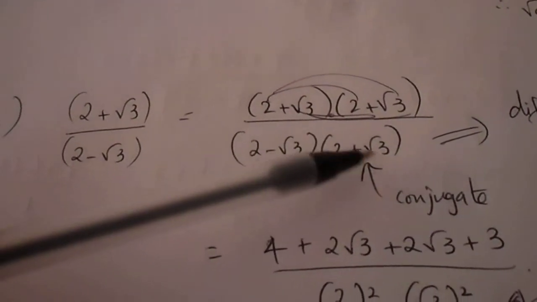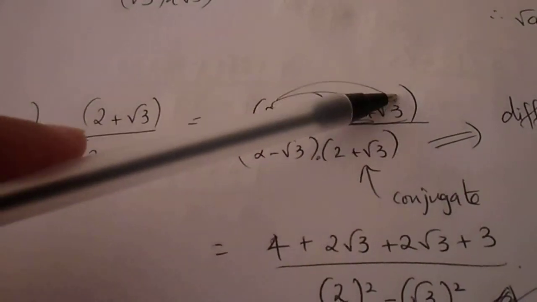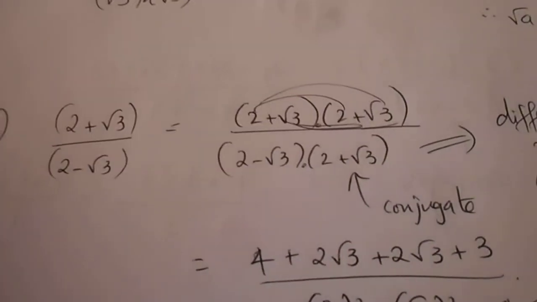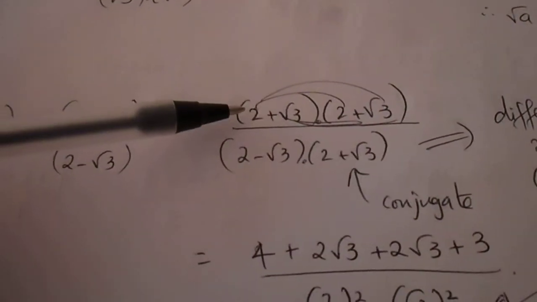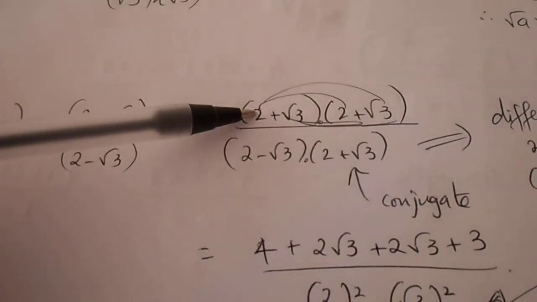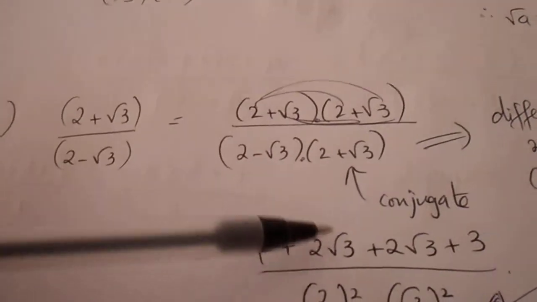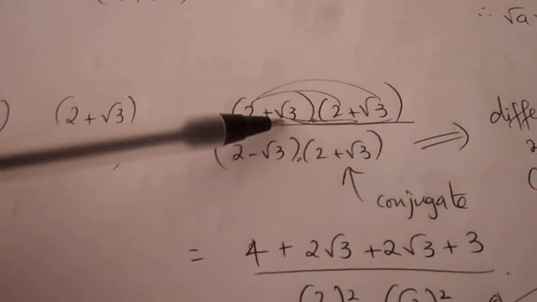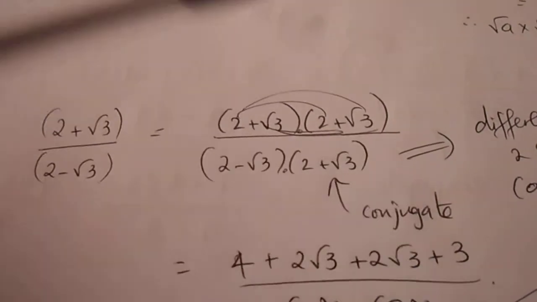So yet again, whatever you introduce to the denominator, you introduce exactly the same thing onto the numerator. Now this is ready for expansion. We expand the numerator using our normal knowledge of expansion. 2 times 2 is 4, 2 times root 3 plus 2 times root 3, and what you need to remember is that root 3 times root 3 equals 3.